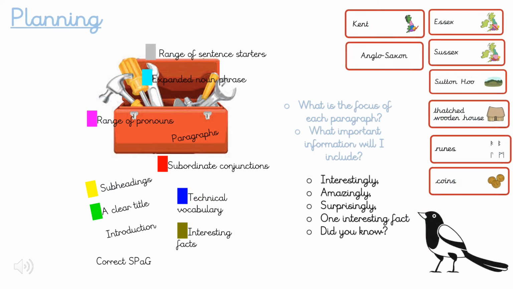Today you'll be planning your non-chronological reports all about the Anglo-Saxons. Make sure you think carefully about how you can use the model text to help you, and make sure you look at your toolkits. I've put some technical vocabulary on the screen for you, and I've put some good sentence starters which you might use in your non-chronological report. Have fun planning!